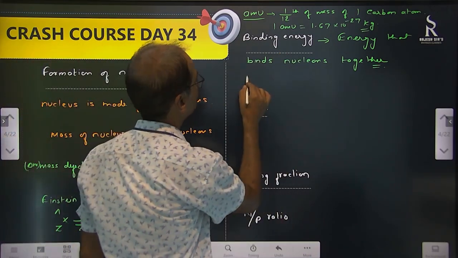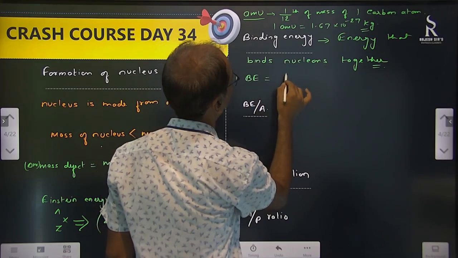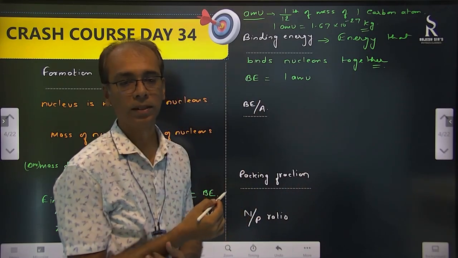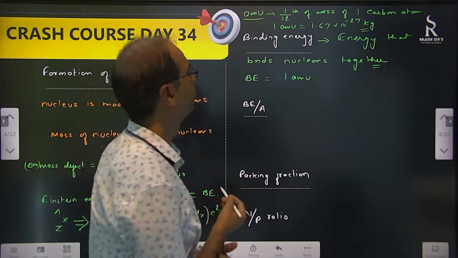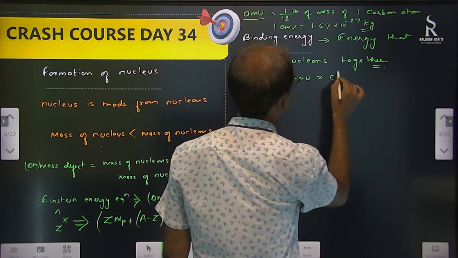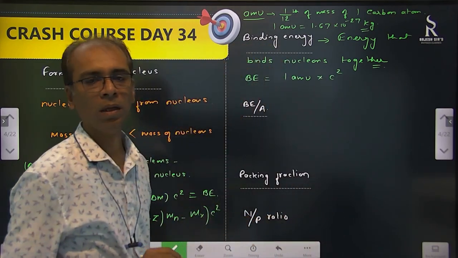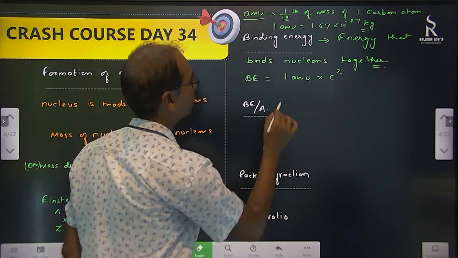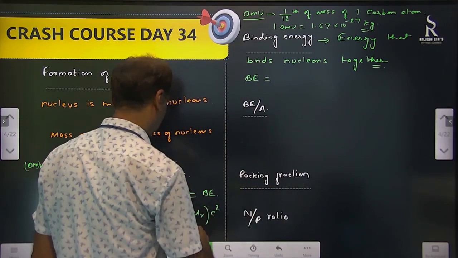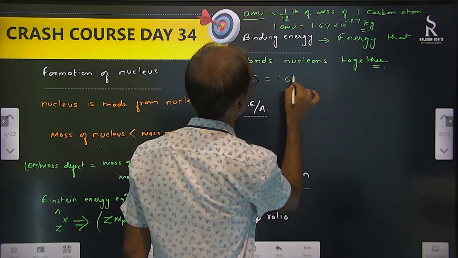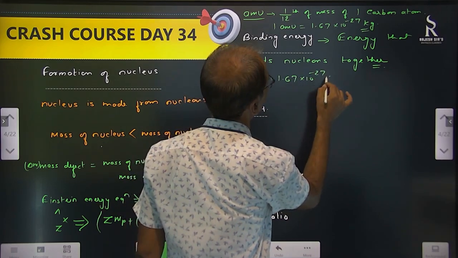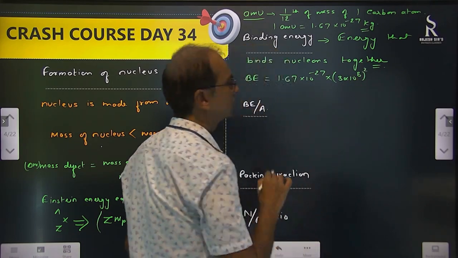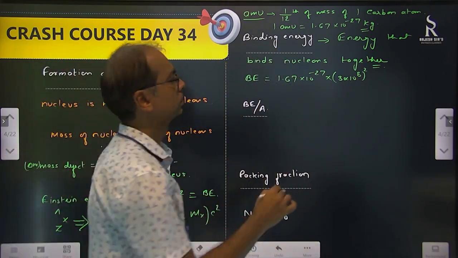Let's see. The binding energy corresponding to 1 AMU, that is 1.67 into 10 to the power minus 27 kg into c square. We should not write it like this. 1 AMU, if I write 1.67 into 10 to the power minus 27 into c square, that is 3 into 10 to the power 8 square, something will come in joules, certain value in joules.